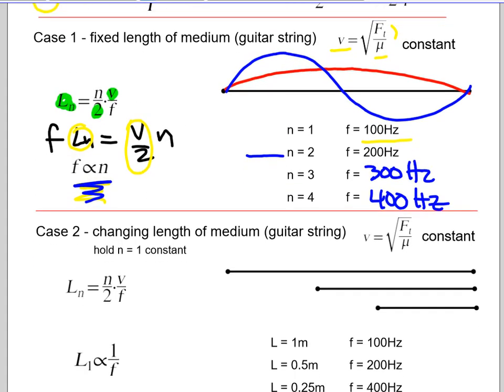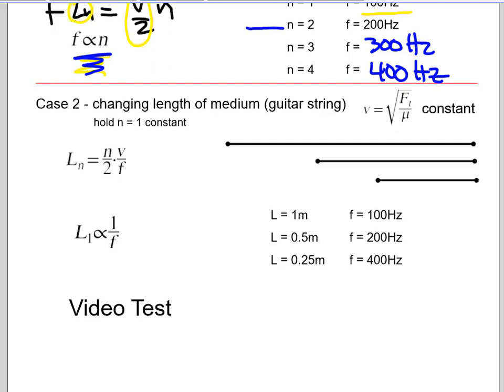Let's take one more look here. So case 2, if I change the length of the medium, the guitar string, and this is more realistic for how you play a guitar. So you can play an open string and you'll hear a sound, but then you put your finger down on the fret and it changes the length of the string.